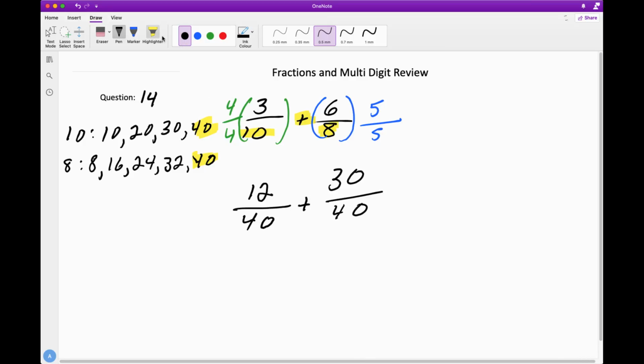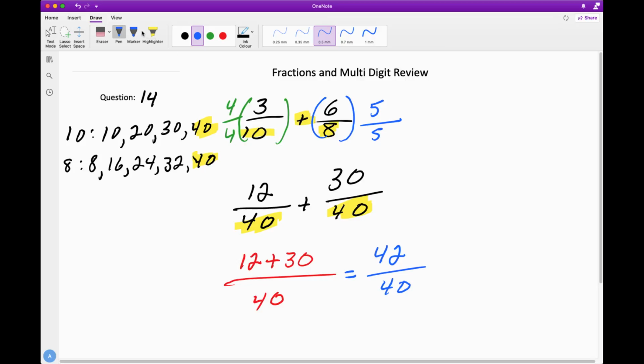So now that we have our common denominators, we know that these are now broken into equal parts. So that means that each of these numbers in our numerators represent the same amount, if you want to call it that, for each piece. So now we can combine or add our numerators of 12 plus 30 over 40. Well, here we know that 12 plus 30 is equal to 42. And now we have 42 over 40.